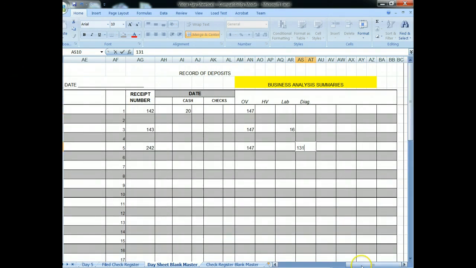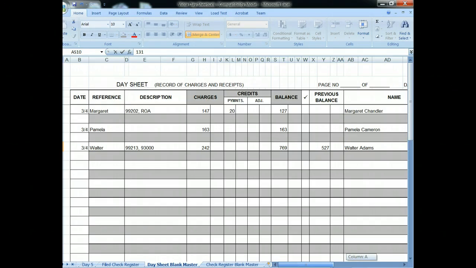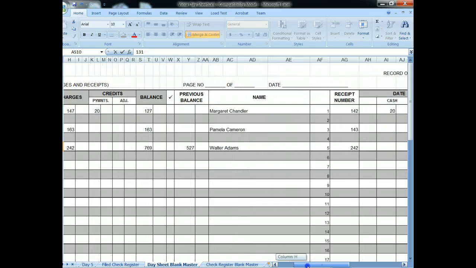So, this is what your day sheet should look like at this point in time. You have Margaret, Pamela, and Walter. Unfortunately, Pamela will have three CPT codes: 99202, 85014, and 81002. And then everything else, all the other entries we have. You've completed ledger cards for Margaret and Pamela. Walter already had one. And that hopefully should start you on your way.